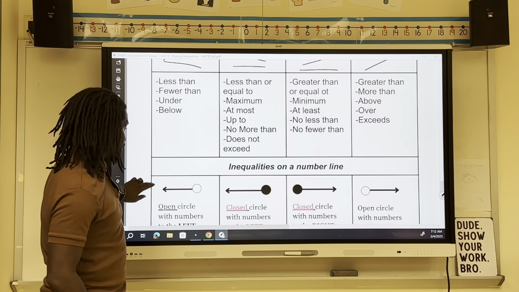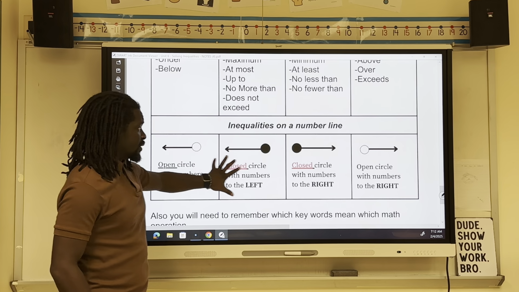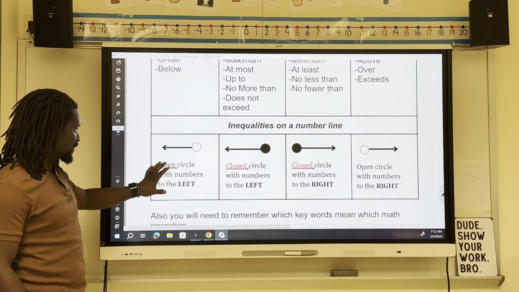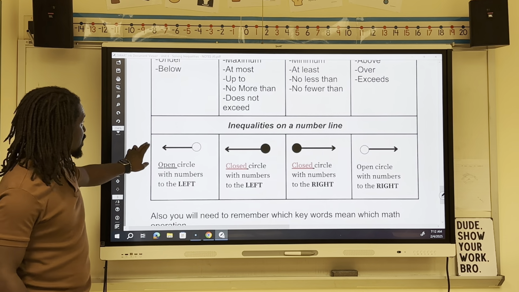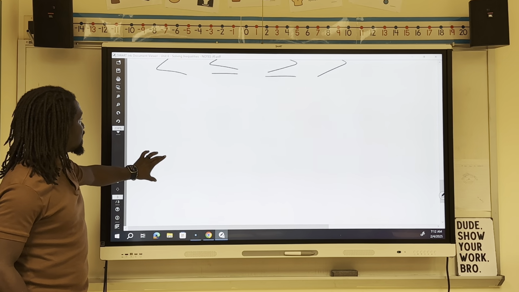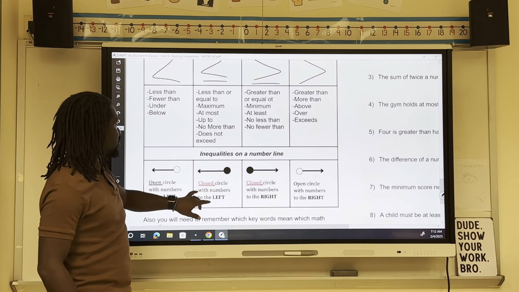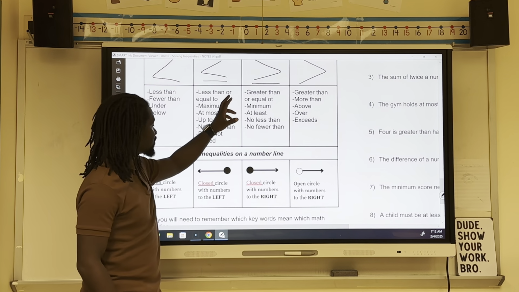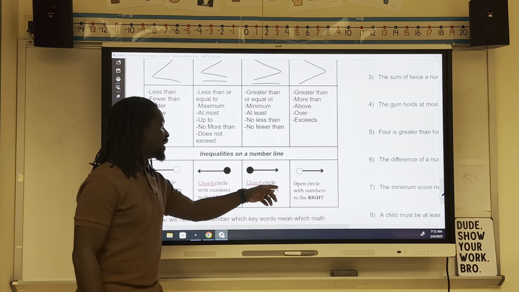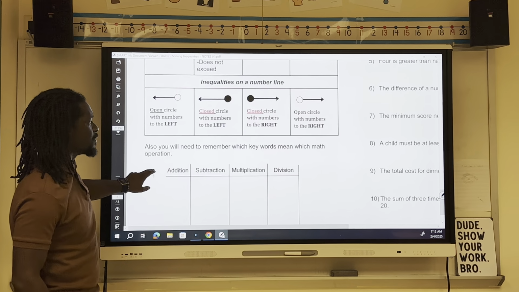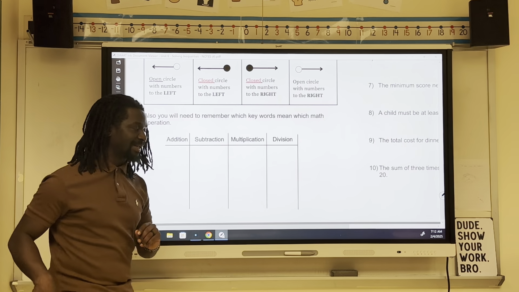Now, this is by way of review. If you were going to graph these, remember, whenever it is just less than, that's an open circle. If it's less than or equal to, that's a closed circle. If it's greater than or equal to, that's closed, and greater than is an open circle. For our problems today, we won't be graphing, we'll just be writing them.